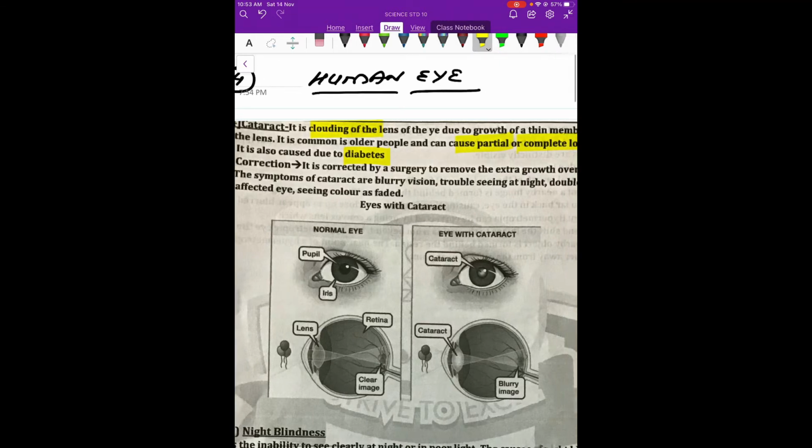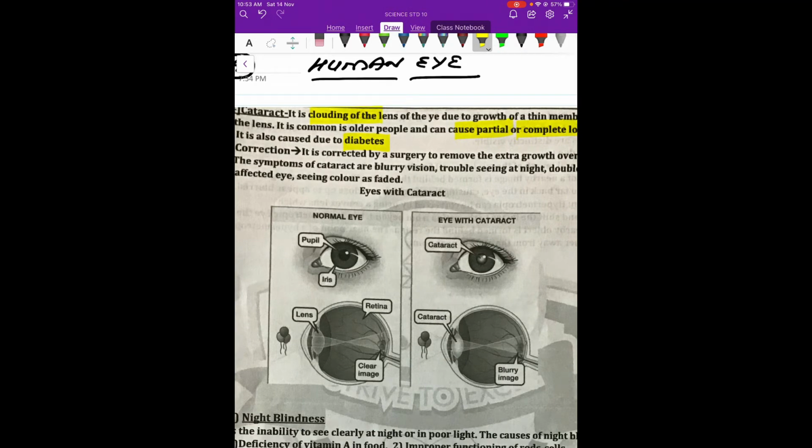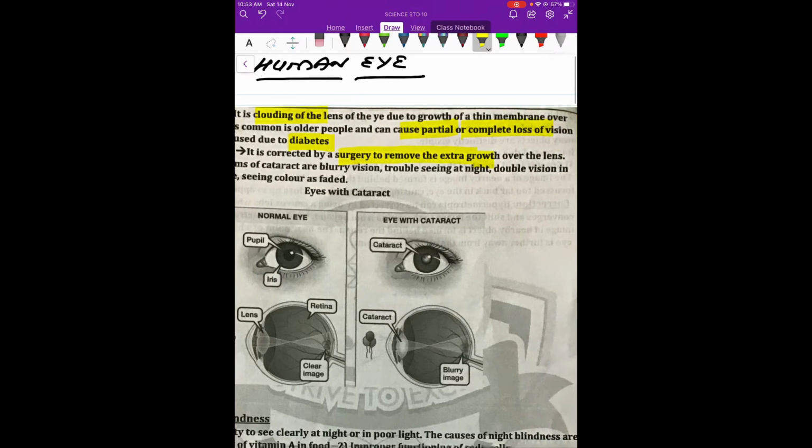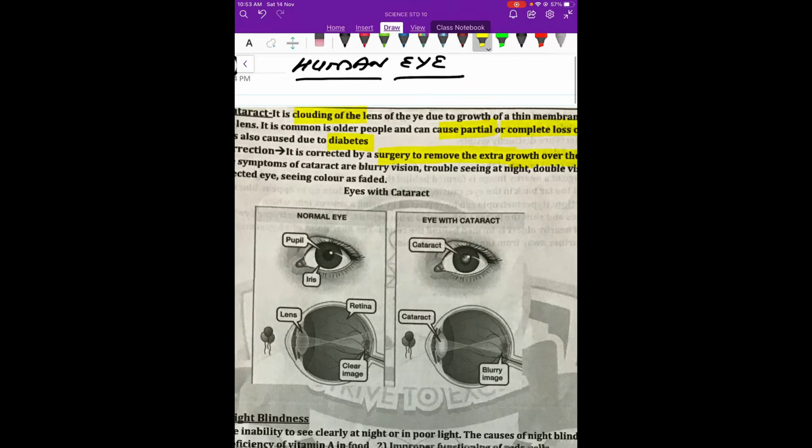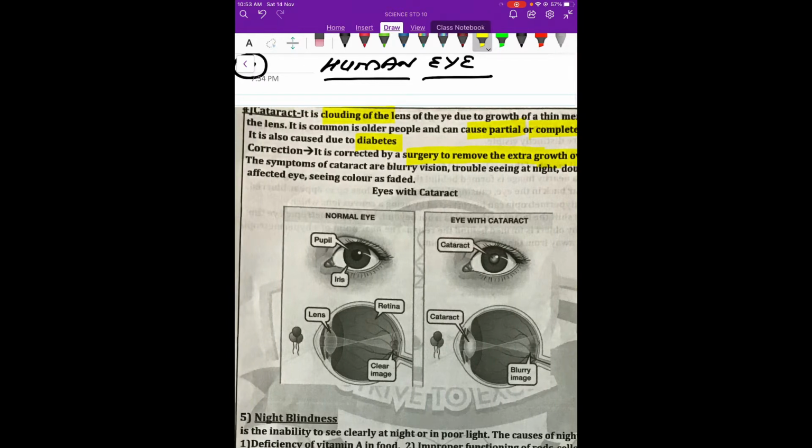So, how can cataract be corrected? A surgery is done. Initially surgery was taking around 1 to 2 hours, but now with laser techniques it can be done in just 10 to 15 minutes. The extra growth is removed carefully by expert ophthalmologists or doctors who use lasers to take out the dust or the thin membrane.